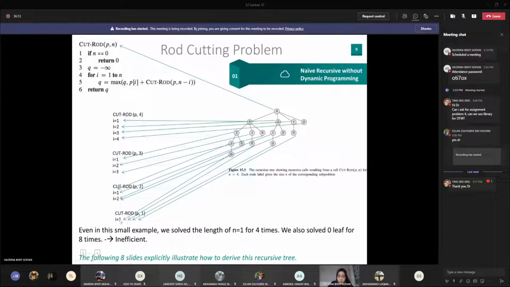This one is when minus 1 means our n is 1 and I is 1, so 1 minus 1 is 0. And there are also some cases whereby our n is 2 and our I is 2, meaning we cut into 2. So this one we resolve 8 times.